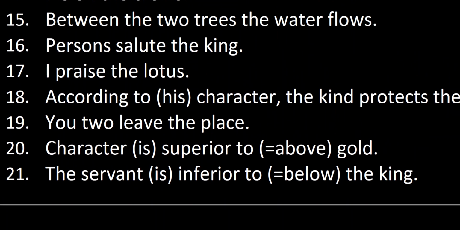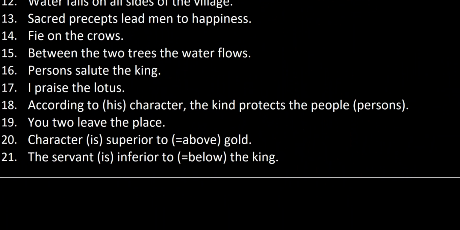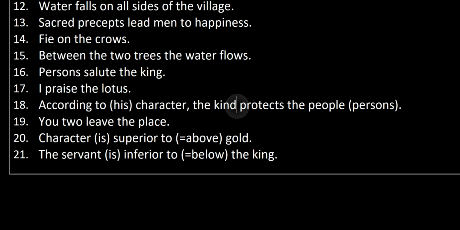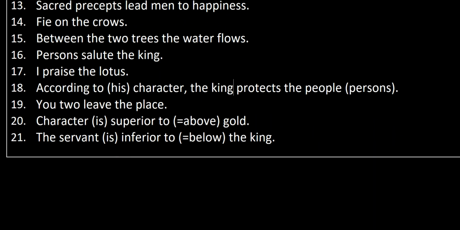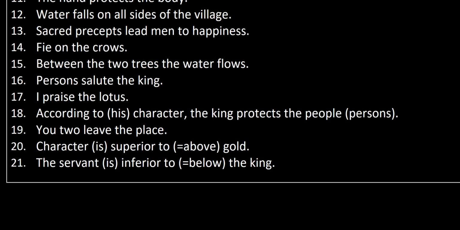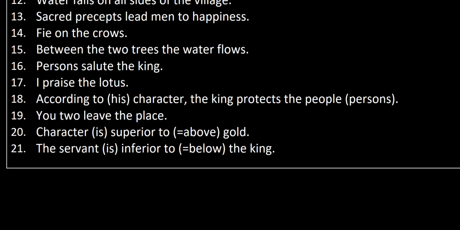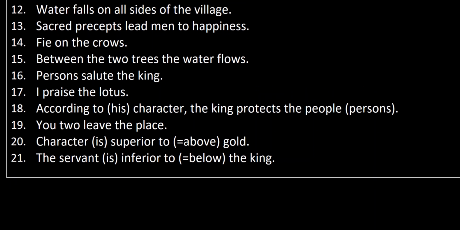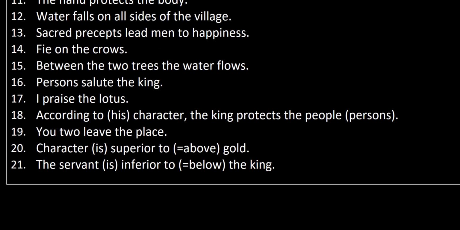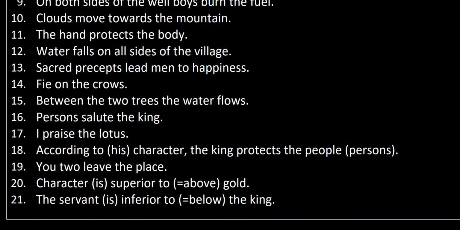Number 18, according to his character, the king protects the people. Number 19, you two leave the place. Number 20, character is superior to gold. Number 21, the servant is inferior or below the king.